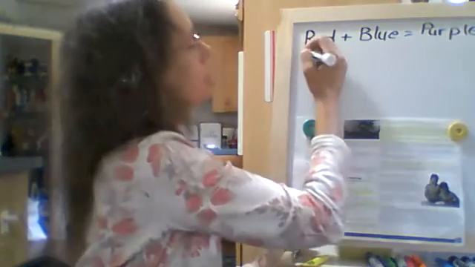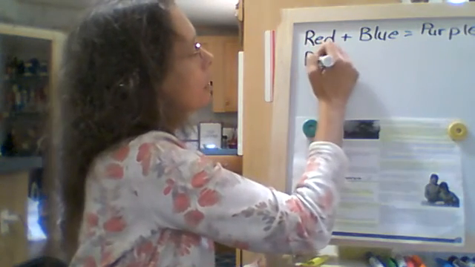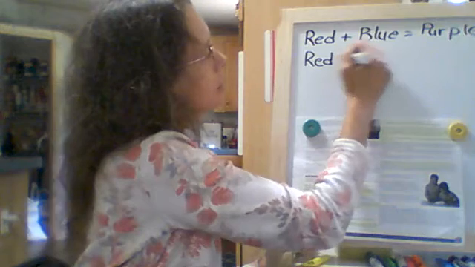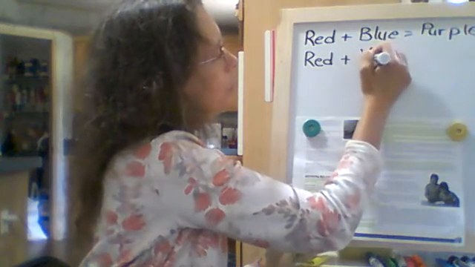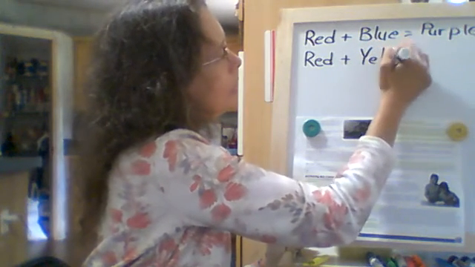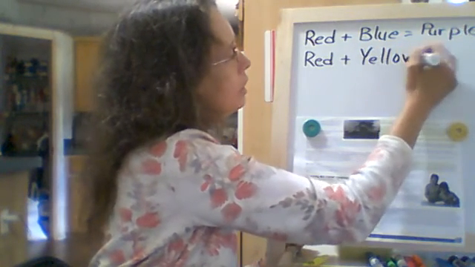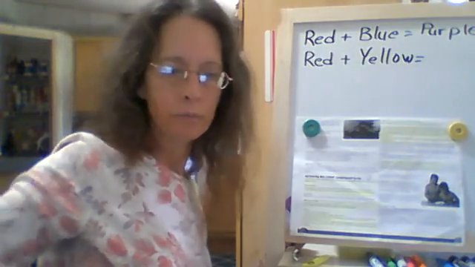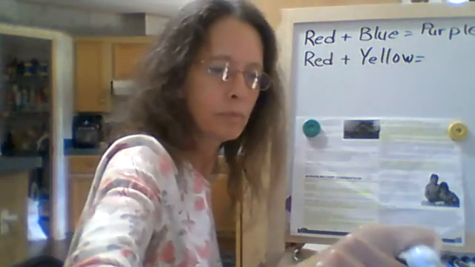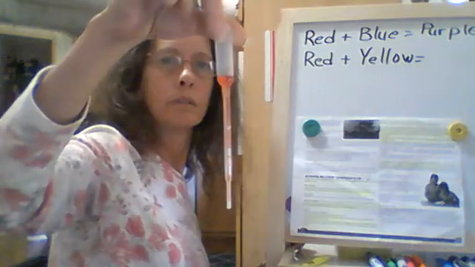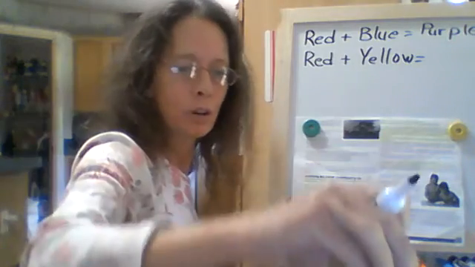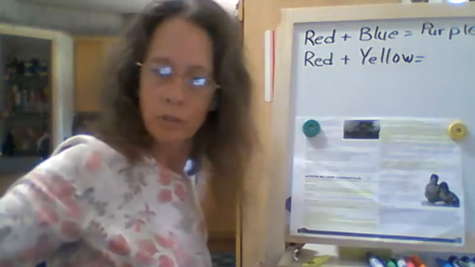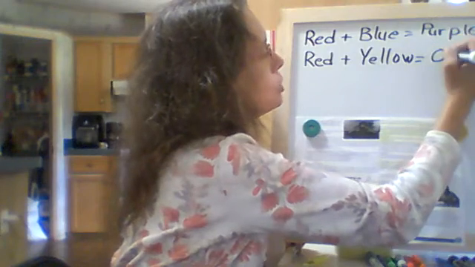And we learned that red plus yellow equals what color? I'll show you again. This color. Orange. Red plus yellow equals orange.